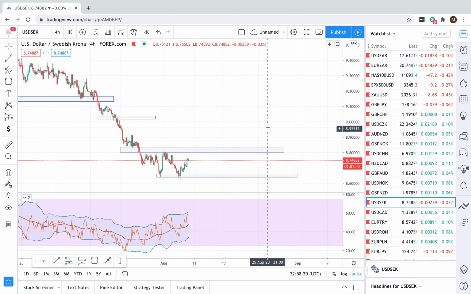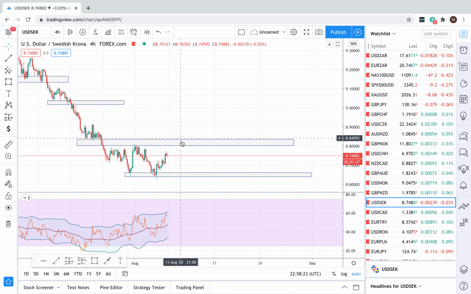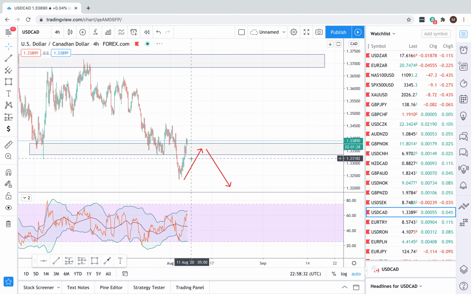USD SEK, waiting for a retest at the zone to go short, or a break of the zone and a retest to go short as well.